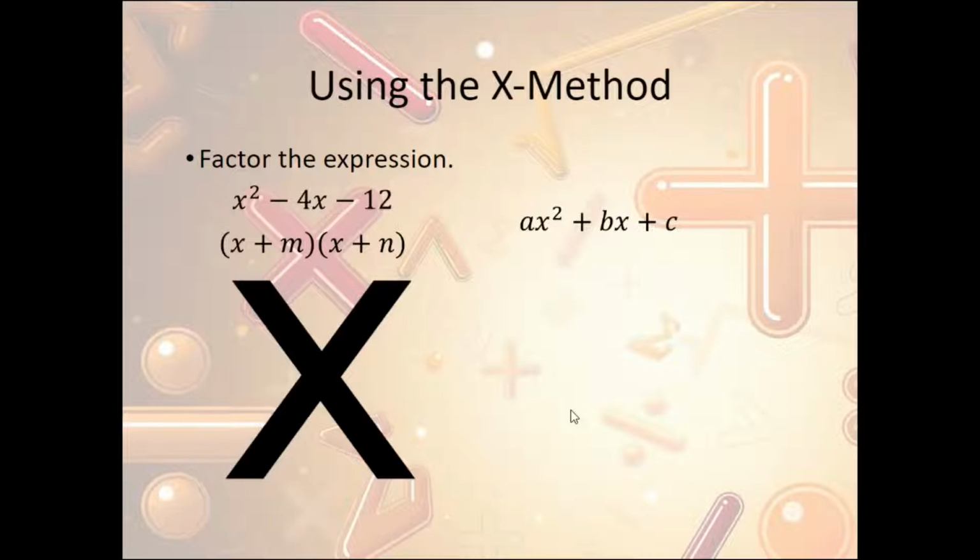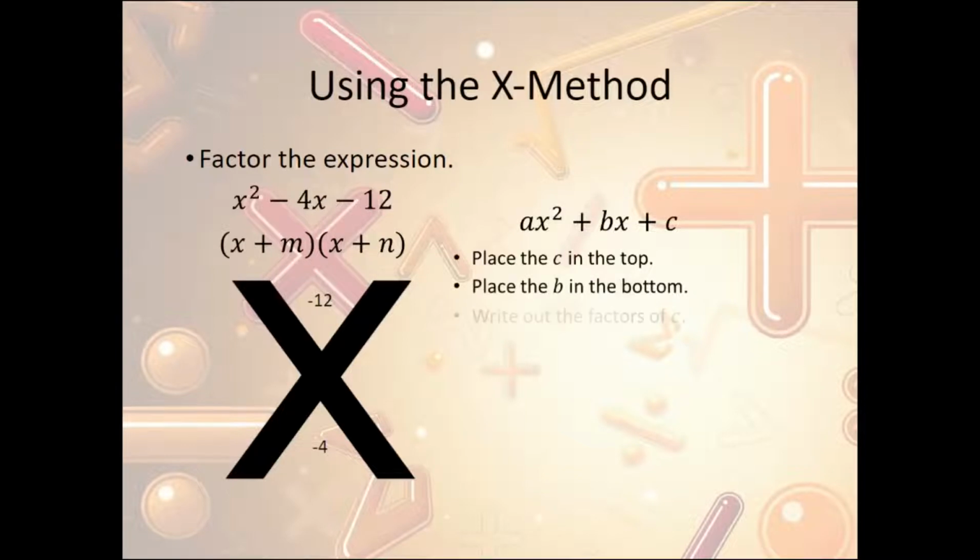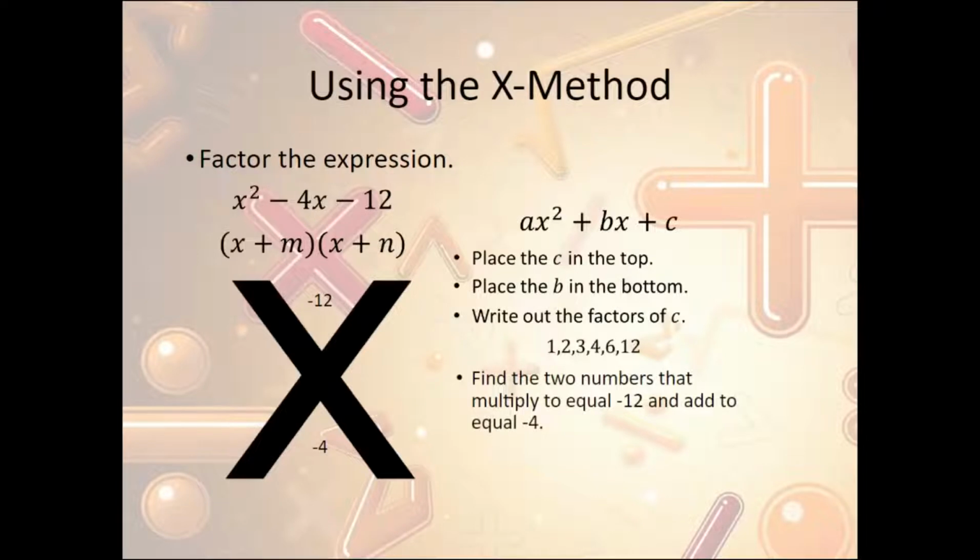One more example. We have x squared minus 4x minus 12. Well, I place c at the top, which is negative 12. I place b at the bottom, which is negative 4. Then I write out the factors of c. So what numbers multiply to get 12? Well, I got 1, 2, 3, 4, 6, and 12. Now I need to find two numbers that multiply to equal negative 12 and add to get negative 4. So I know in order to get a negative, when I multiply, one of them has to be positive, one of them has to be negative.